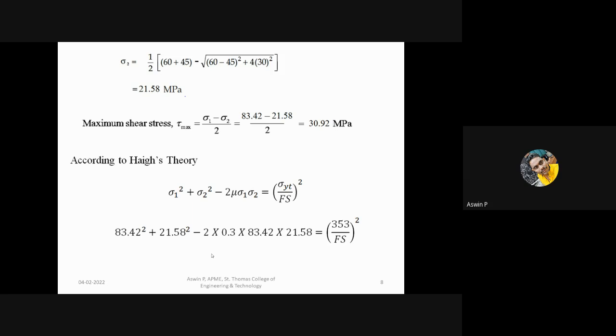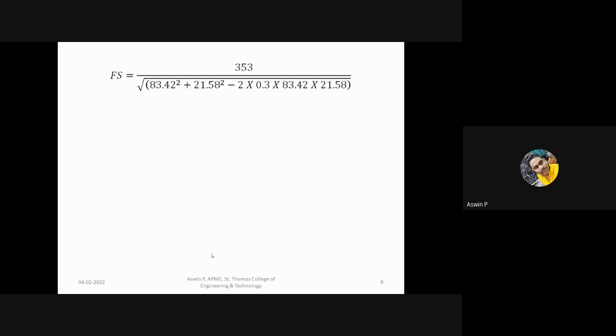This is an important term, fs inside the bracket. So when you are solving this, you can directly find out fs by taking the square root: 353 divided by root of the left hand side term, and substituting the value, you will get the factor of safety.